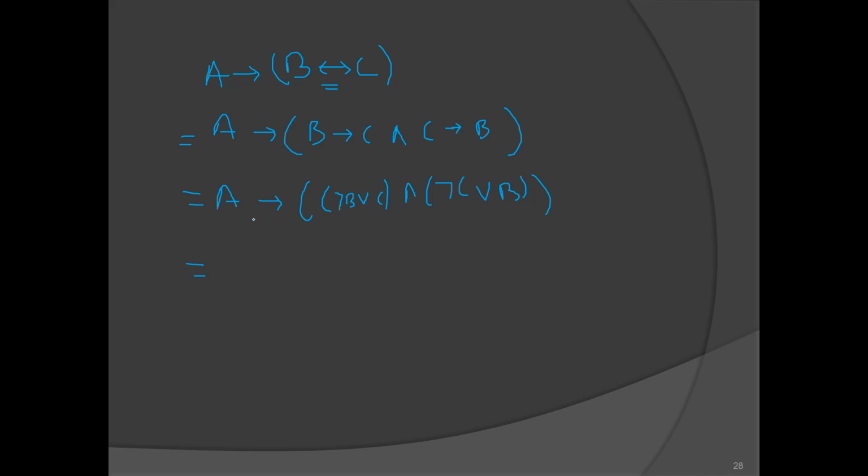Now we will remove this implication, so negation of A or, in a bigger bracket, not of B or C and not of C or B. Now here we have to distribute this OR. So we will have negation of A or negation of B or C. When we have similar precedence operators, you can drop the brackets.